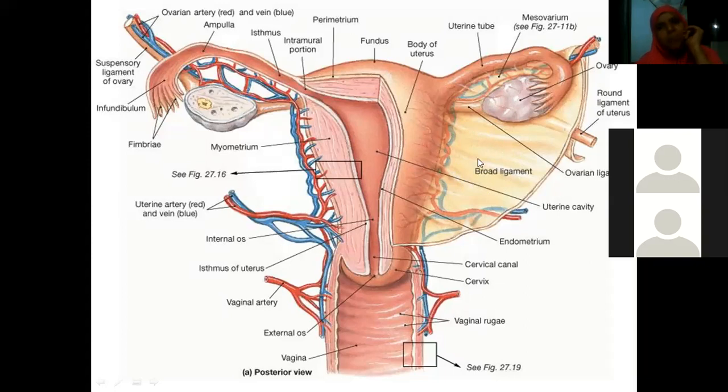Did you study from the textbook? Did you come across this? Contents of broad ligament. Abhinav? Lokesh? Ansraj? Did you open the book to study the uterus?